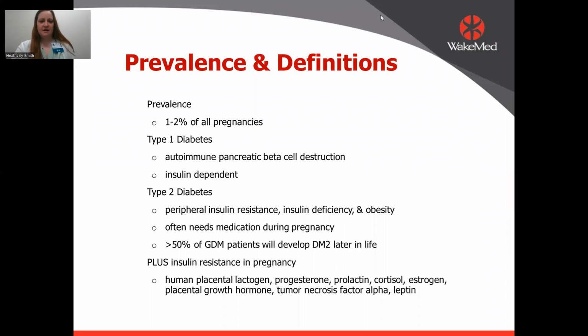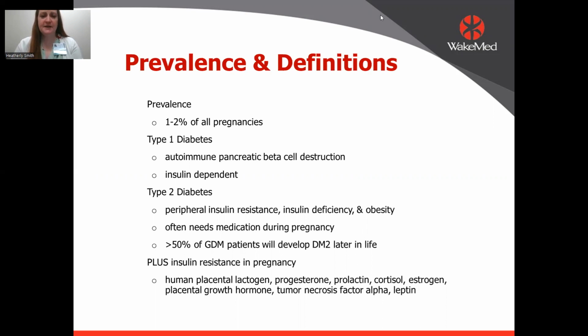So the prevalence of pre-existing diabetes in pregnancy is about 1 to 2% of all pregnancies. The two main types of diabetes are type 1 and type 2. A smaller percentage of pre-existing diabetics are type 1. About 10% of all pre-existing diabetics have type 1 diabetes, which is characterized by complete destruction of the pancreatic beta cells. These patients must take insulin to stay alive.